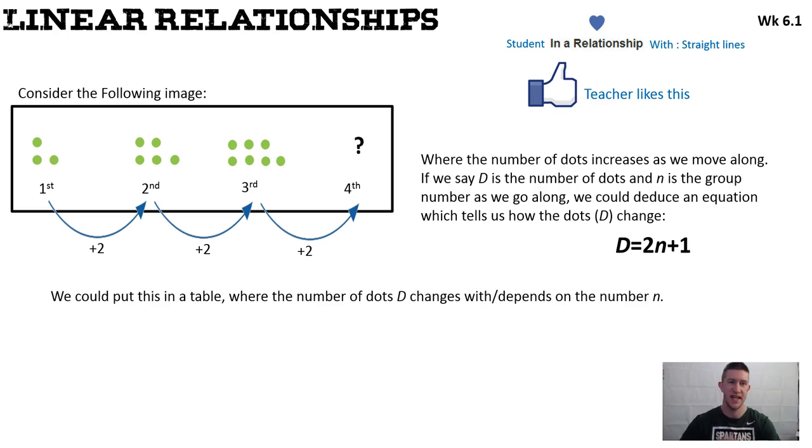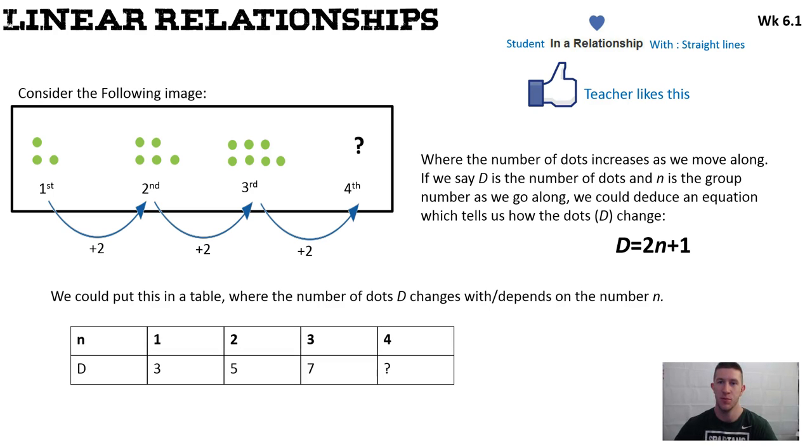We could put this in a table and see whether the dots depend on the number N. So the table would look something like this. Just as we did with the pictures, I could say that going from 1 to 2 increases by 2, and 2 to 3 increases by 2. So what do you think the missing value would be for the fourth picture? Well, if it increases by 2 every time, it's safe to say it would be 7 plus 2, which gives us 9.